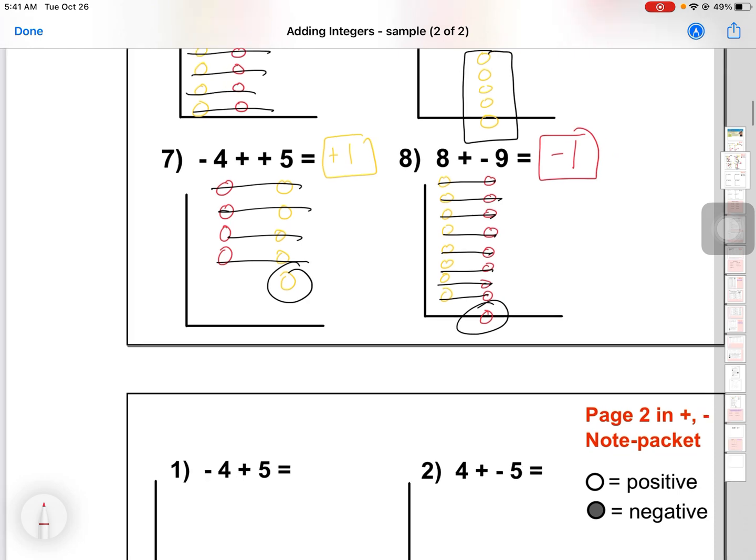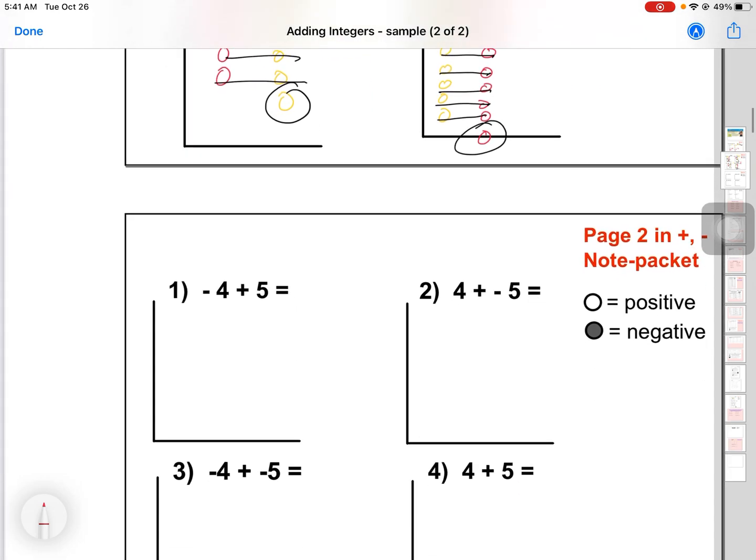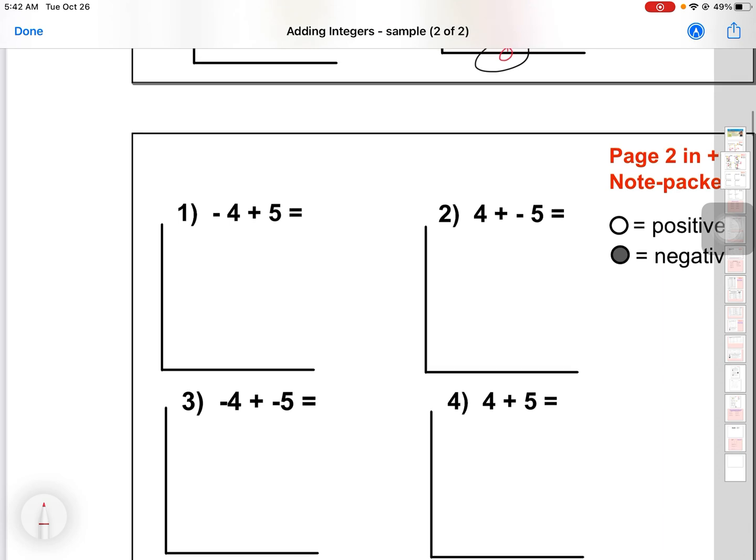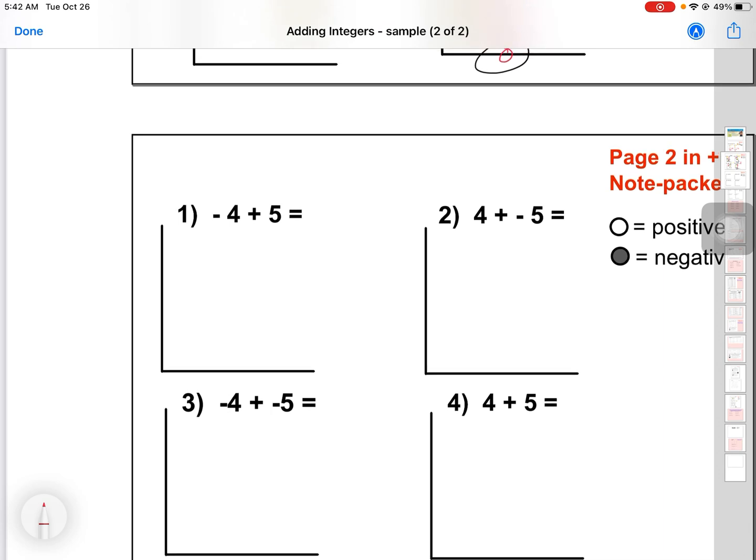Okay? Go ahead and try page 2 in the note packet and see what you are able to come up with as solutions for each of these, and visually see what's happening when you have chips that are the same color versus when you have chips that are 2 different colors.